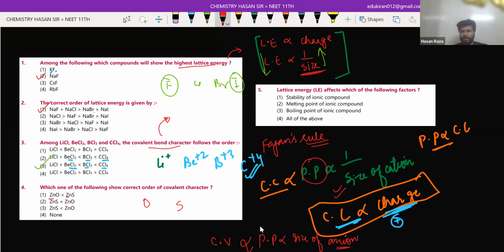Basically, when we talk about anion, we talk about polarizability, the ability to polarize. So I'm going to write it here, polarizability. You have studied this concept, right? So sulfur is larger. That's why sulfur is having more covalent character. Is that clear? Yes, sir. If you don't get it, let me know. I will explain each and every point about Fajan's rule.